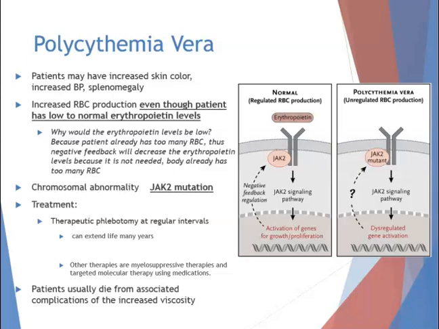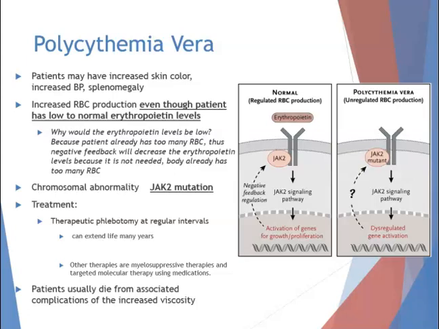So why would this be? Why would a PV patient have low erythropoietin levels? This is because patients already have too many red blood cells. So thus the negative feedback will decrease the erythropoietin levels because it's not needed. They don't need to produce more red blood cells.